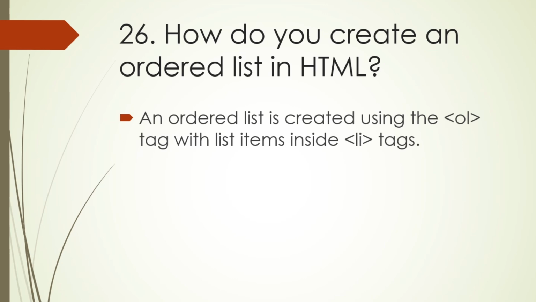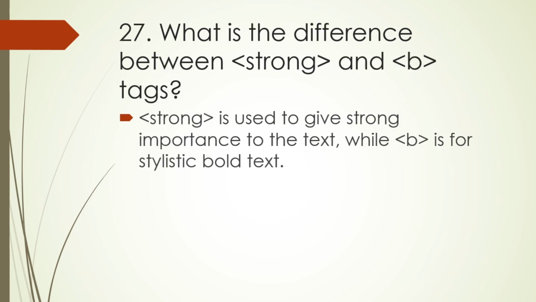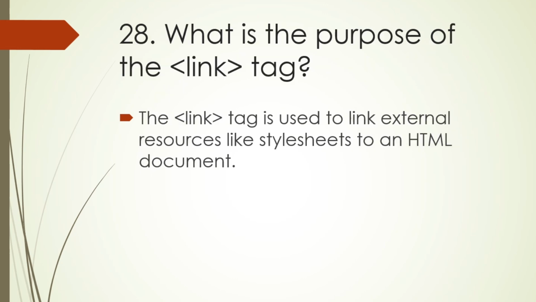27. What is the difference between <strong> and <b> tags? The <strong> tag is used to give strong importance to the text, while <b> is for stylistic bold text. 28. What is the purpose of the <link> tag? The <link> tag is used to link external resources like style sheets to an HTML document.